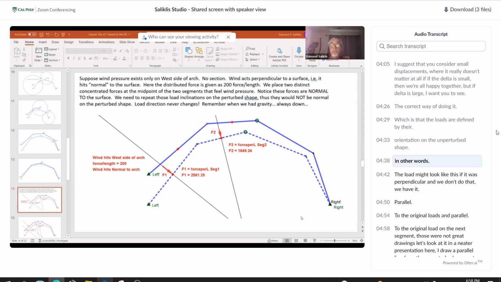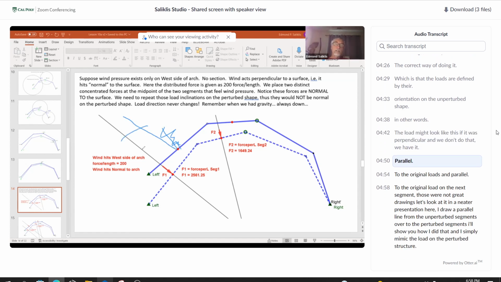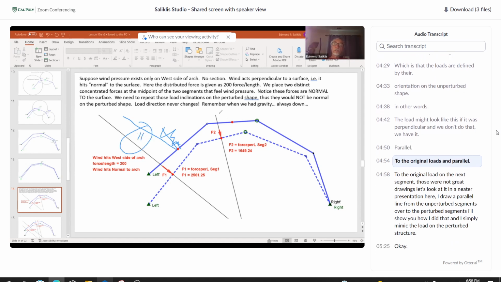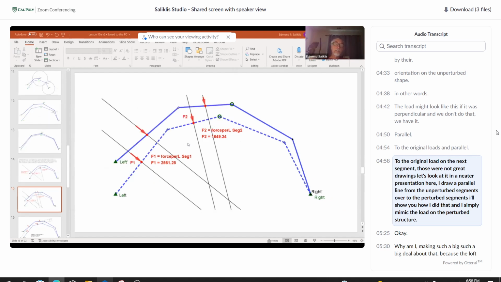In other words, the load might look like this if it was perpendicular, and we don't do that. We have it parallel to the original loads and parallel to the original load on the next segment. Those were not great drawings. Let's look at it in a neater presentation. Here I drew a parallel line from the unperturbed segments over to the perturbed segments. I'll show you how I did that. And I simply mimicked the load on the perturbed structure.